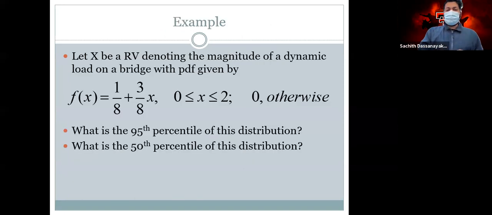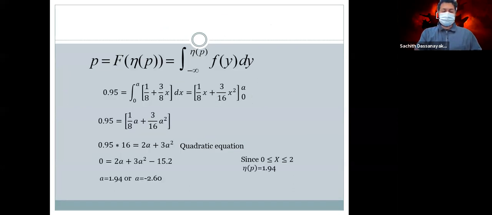Same here. I think I explained this one, right? They have mentioned the 95th percentile, so P is 0.95. Then integrate from 0 to a, and you need to find this a. Do this calculation, and most of the time you will get a quadratic equation. So definitely there are two roots, and you have to pick which root is appropriate for your question, based on your range of x. That value should be included in your x range. The other one you can throw out.